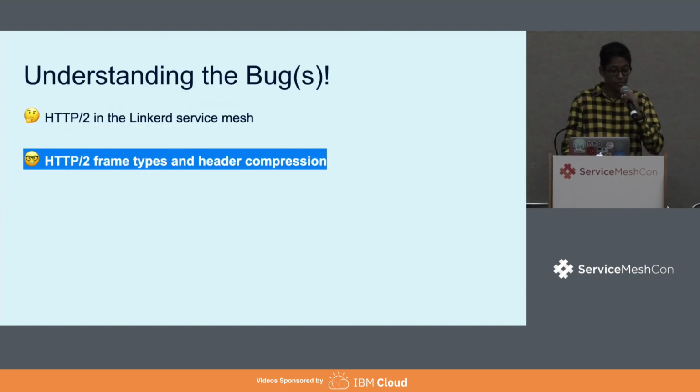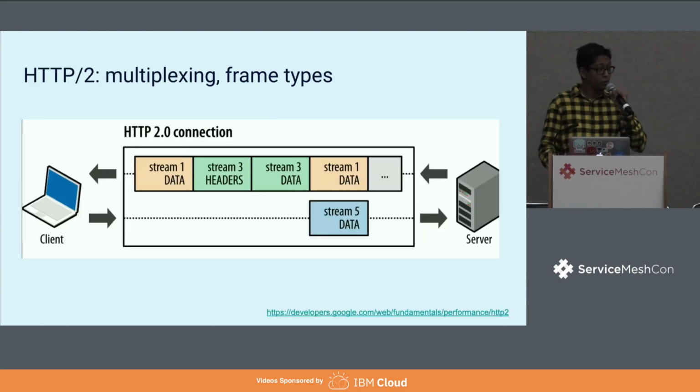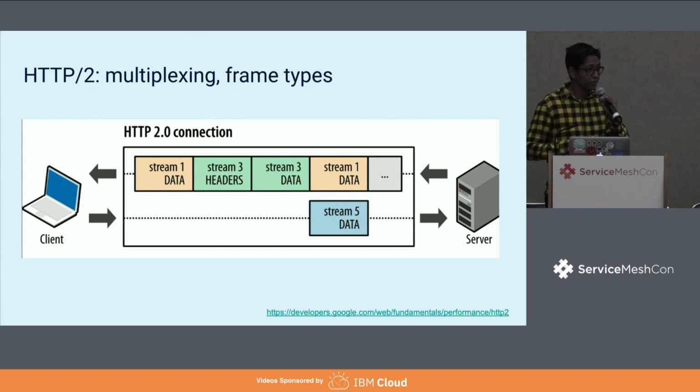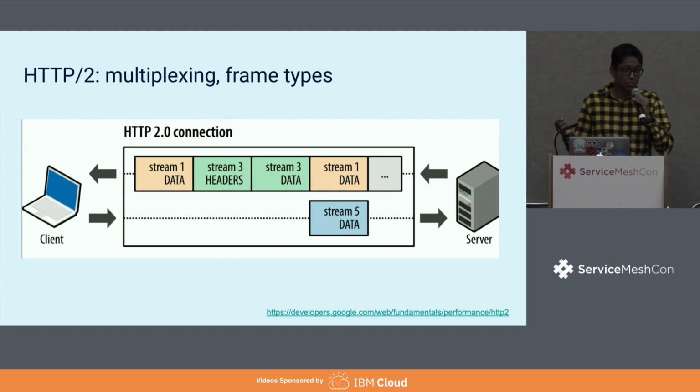Okay, the second thing, a little bit of background on H2. One of the really cool features of H2 is multiplexing, so sending multiple requests and responses at the same time over a single TCP connection. How does it do that? Well, each request or response message is broken down into units called frames, and the request is sent as a stream of frames that are interleaved with other frames, and that's how the multiplexing works.